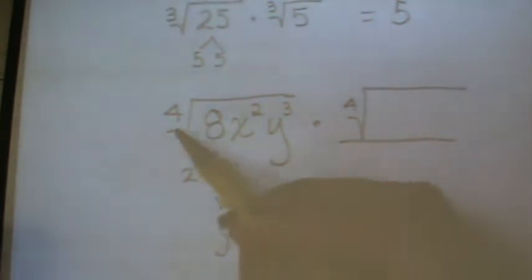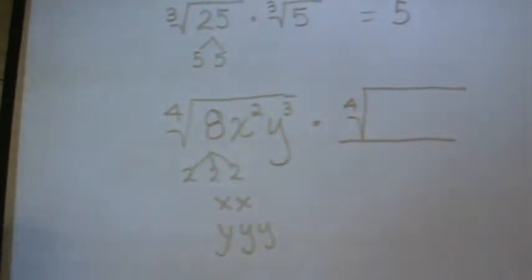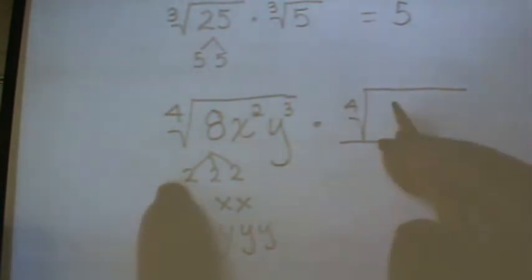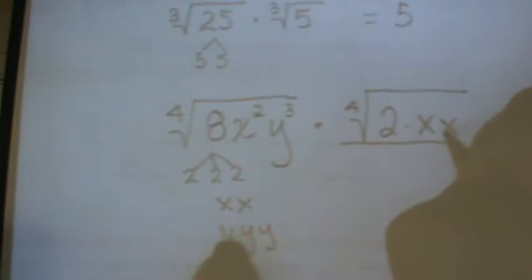So how many of a kind am I looking for? 4. So what's missing? 1, 2 x's, and 1 y.